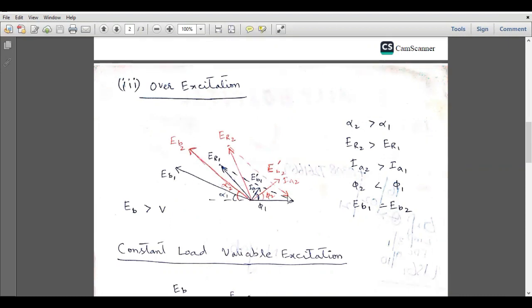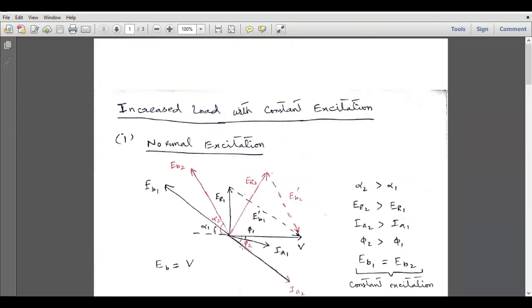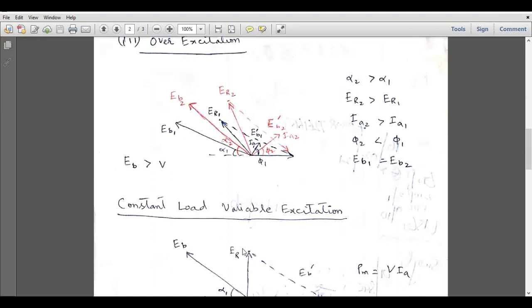So this is EB1 dash, and this will become ER1. Similarly, this is EB2, so this is EB2 dash, and as a result, this will be the ER2 for the excitation voltage vector. And now the reactance voltage magnitude has increased again, and it has shifted in the clockwise direction, as we observed in this case, and its magnitude has increased.